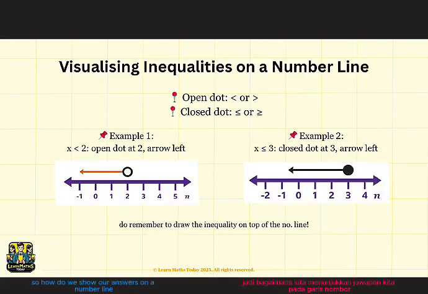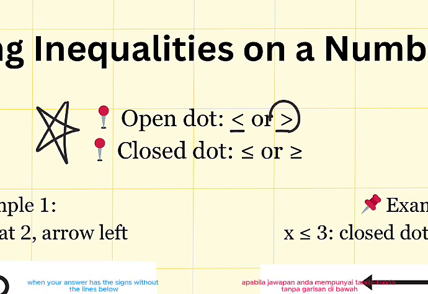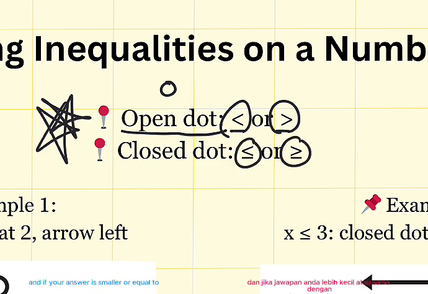So, how do we show our answers on a number line? Here's what to remember. When your answer has the signs without the lines below, always remember that you will represent it with an open dot. And if your answer is smaller or equal to, or greater or equal to, and it has a bonus line below, you always use a closed dot.